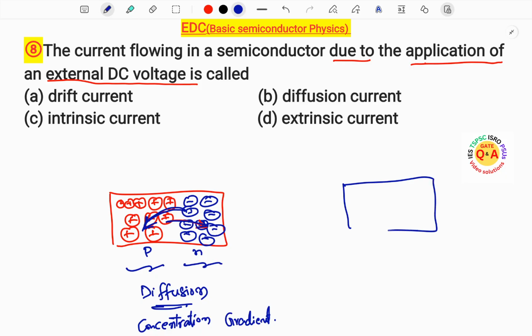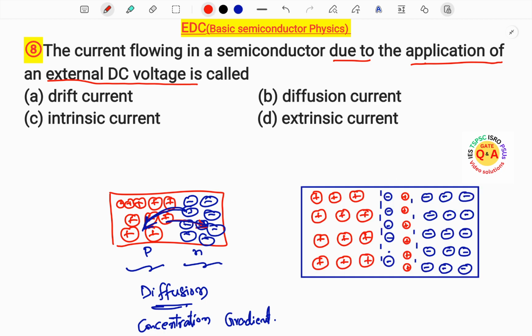Now after some time it comes to equilibrium. See this picture: some positive ions are deposited on the N side, and some negative ions are deposited on the P side. So now there is no gradient, there is no carrier flow, and there is no current in this case.